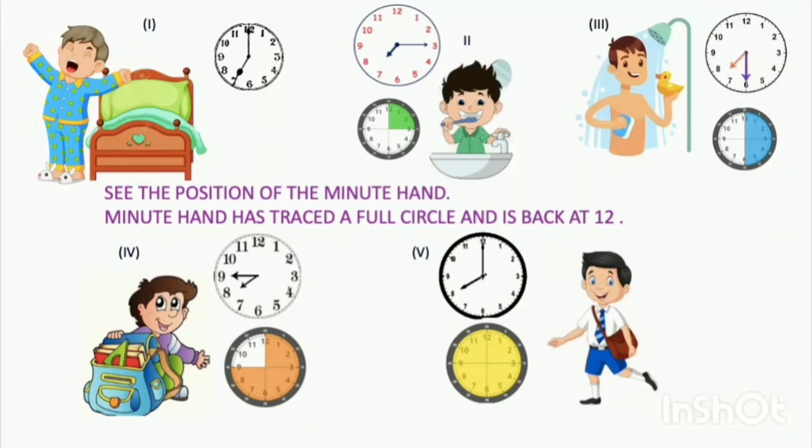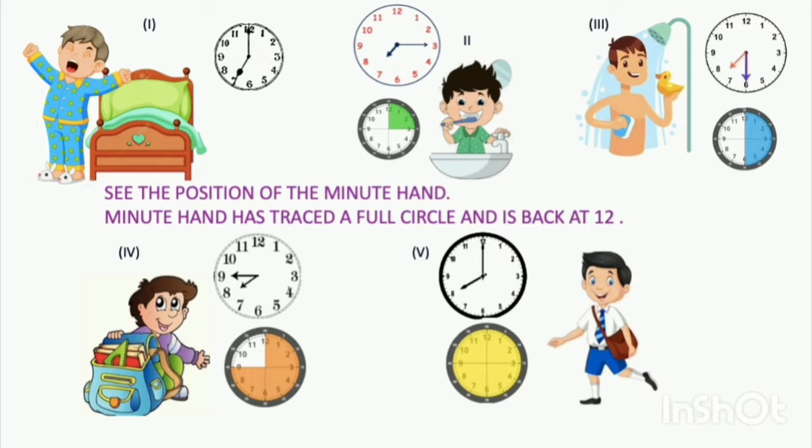Today, Ayan woke up exactly at 7 o'clock. You can see in the first figure. After getting up, Ayan brushes his teeth and he is done in 15 minutes. So, the minute hand has covered 1/4 or a quarter of the clock face, and the hour hand has moved just beyond 7. The time is quarter past 7.